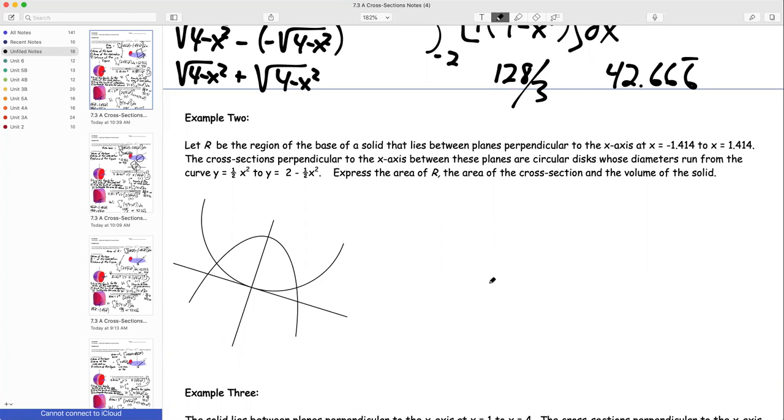Example 2. Let R be the region of the base of a solid that lies between planes perpendicular to the x-axis at x equals -1.414 to x equals +1.414. The cross sections perpendicular to the x-axis between these planes are circular discs whose diameters run from the curve y equals 1/2 x squared to y equals 2 minus 1/2 x squared. Express the area of R, the area of the cross section, and the volume of the solid.